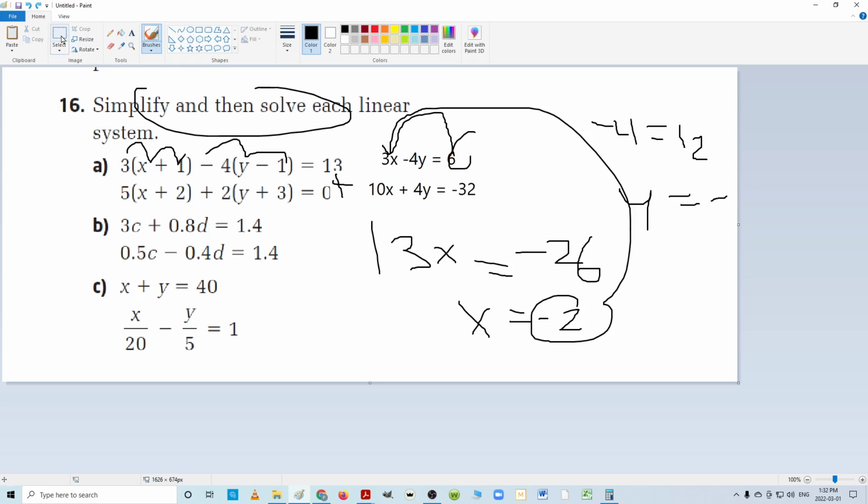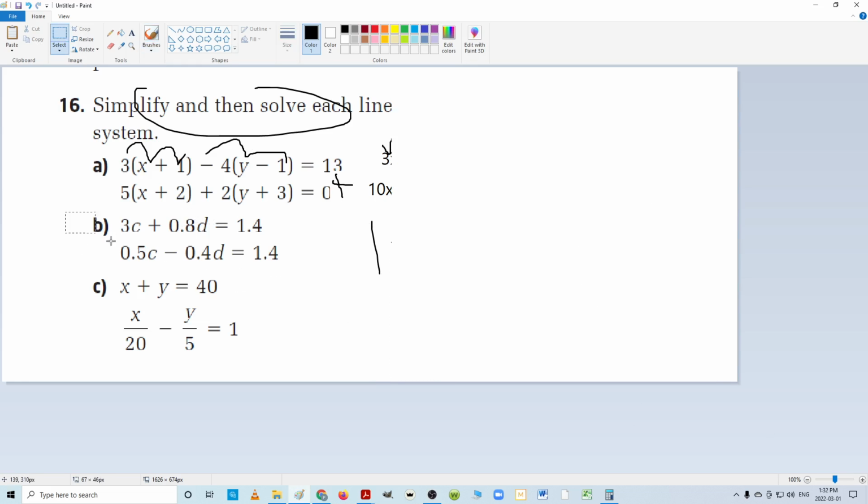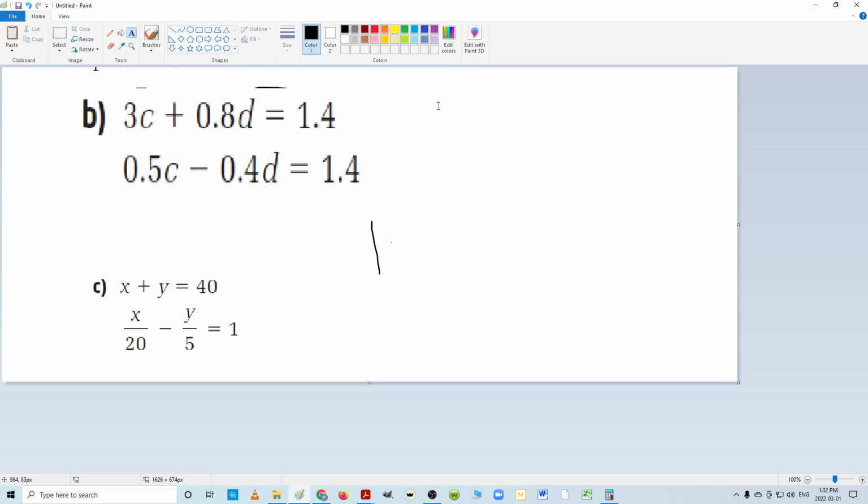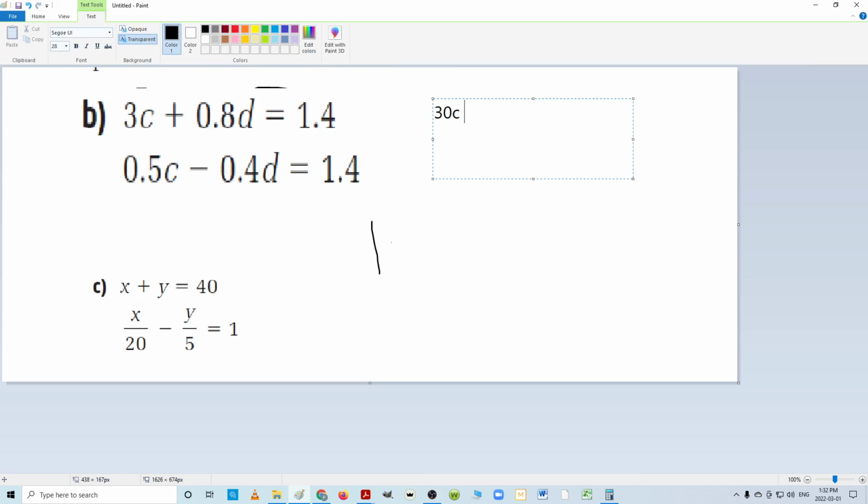What about this one? The easiest thing here to do is multiply the top by 10. So you get 30c plus 8d is equal to 14. Multiply the bottom by 10. You get 5c minus 4d is equal to 14. Notice that you got 8d here and 4d and minus 4d here. I'm going to multiply the bottom by 2. You get 10c minus 8d is equal to 28. Now because there's 8 and minus 8, I'm going to add them.